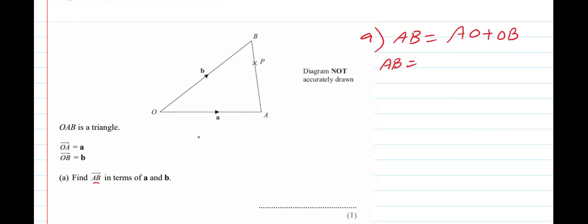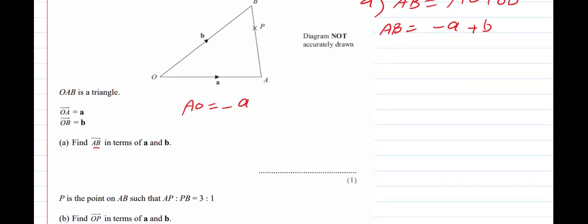What is AO? We have OA. If you see in the diagram, the direction is from O to A. So we need AO, and it will be negative A. If you take AO, it will be negative A, meaning this is minus A. And OB, on the diagram, the direction is from O to B. So we also need OB, so it will be plus B. So we found our AB.